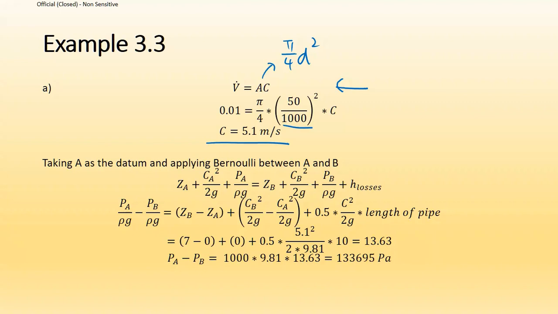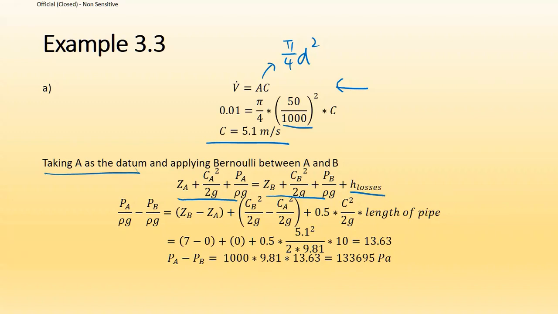Next, we'll take A as the datum, as I mentioned just now. It's important to define your reference. We apply Bernoulli between A and B. So again, where is the inlet? The inlet only has fluid coming in from A. Is there a pump? There's no pump. The outlet will be the fluid going out from B. Is there a turbine? No turbine. So there are only head losses.